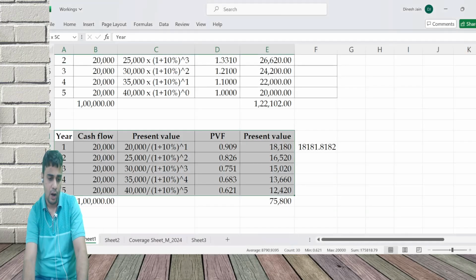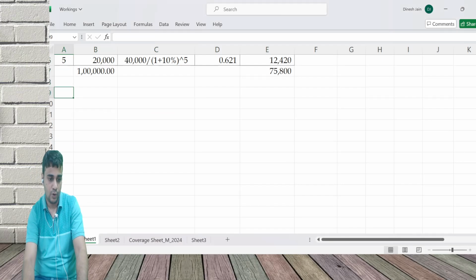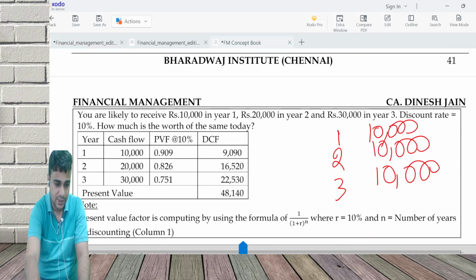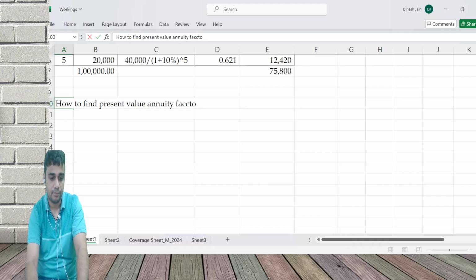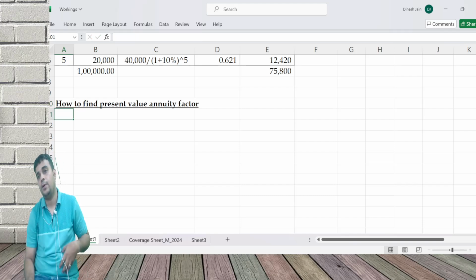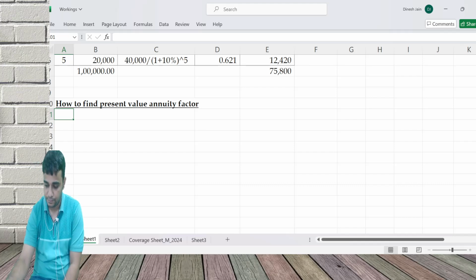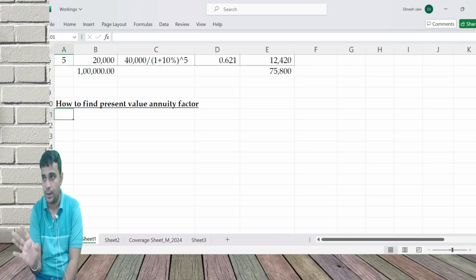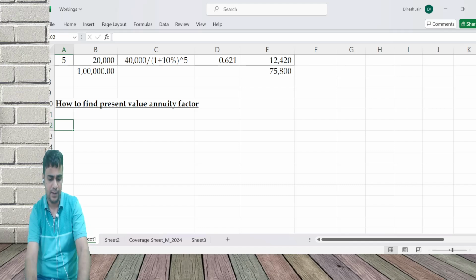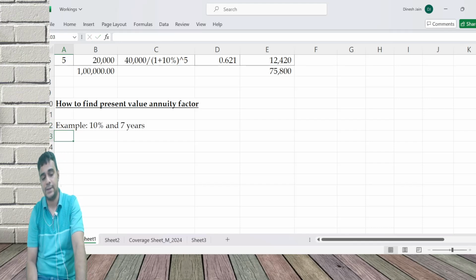Now write this. How to find the present value annuity factor. I think that may not be there in my concept book. Let me check. It's not there. Ideally, whatever I'm doing now, I should not be explaining, because all of this you have done at foundation. It's not something new. It is just to quickly revise what you would have done there. Example: 10% and 7 years.